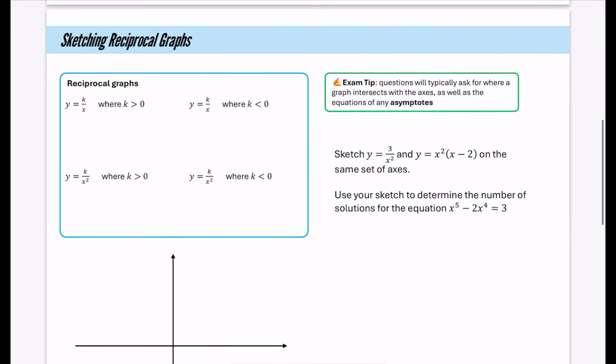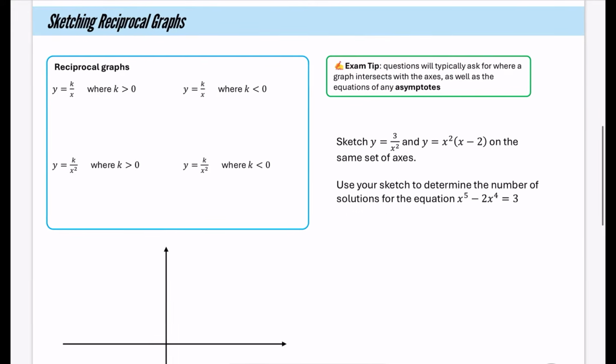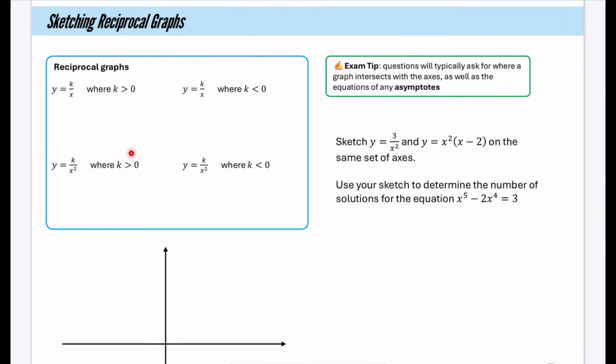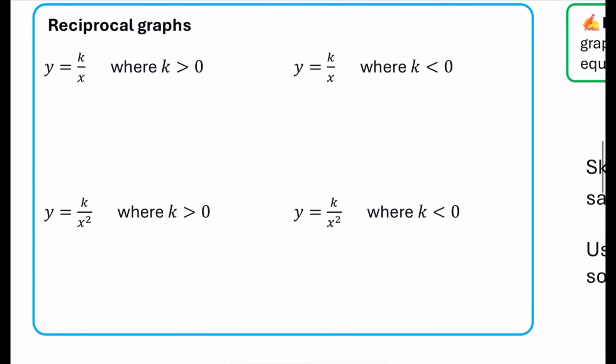Okay, we now want to talk about reciprocal graphs that we've got here. And we've got these 4 different kinds. And a little exam tip is, when you're asked to sketch something, it would typically ask where a graph intersects with the axes, as well as any equations of the asymptotes. And we know what an asymptote is, hopefully, but I'll use this opportunity to explain it too.